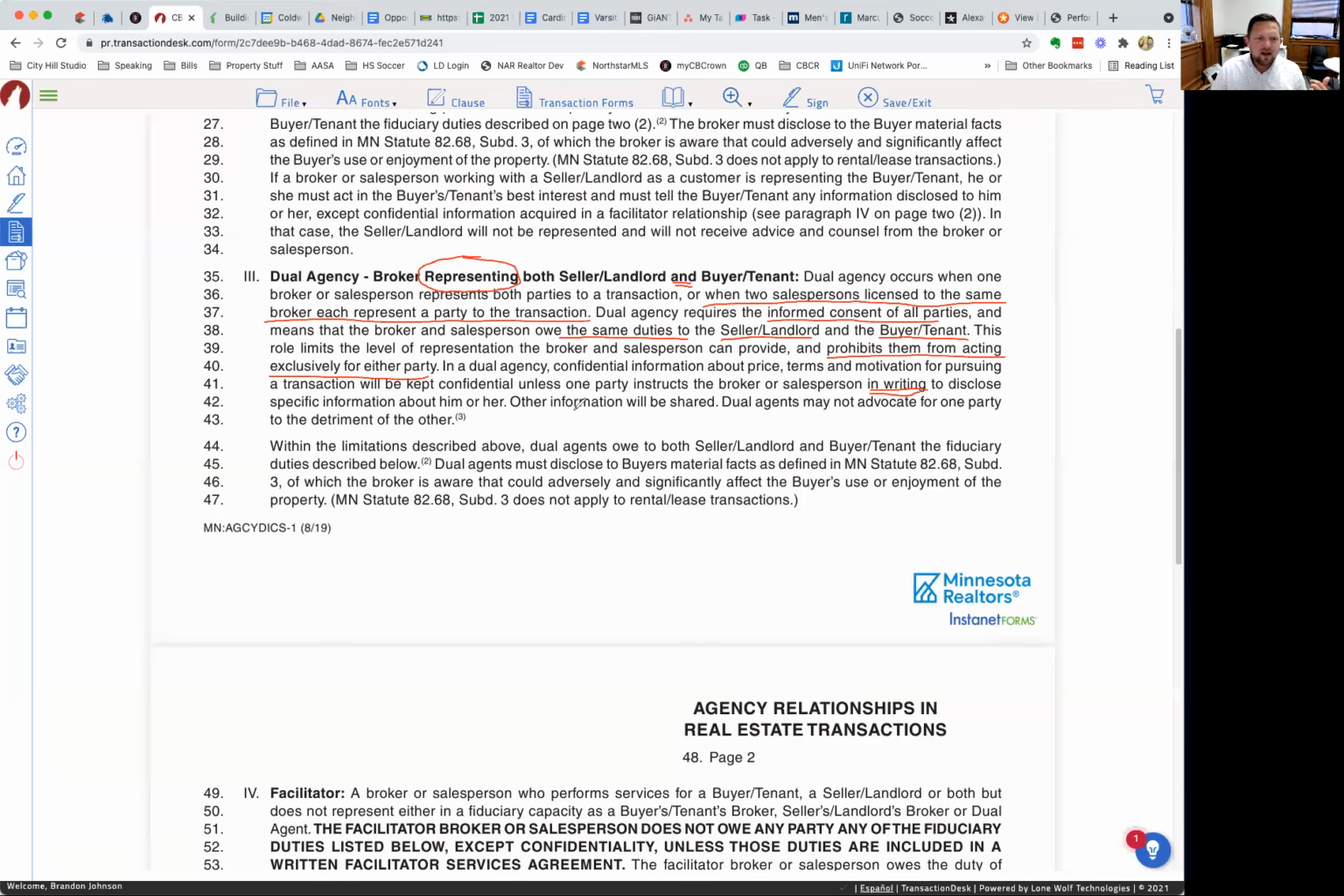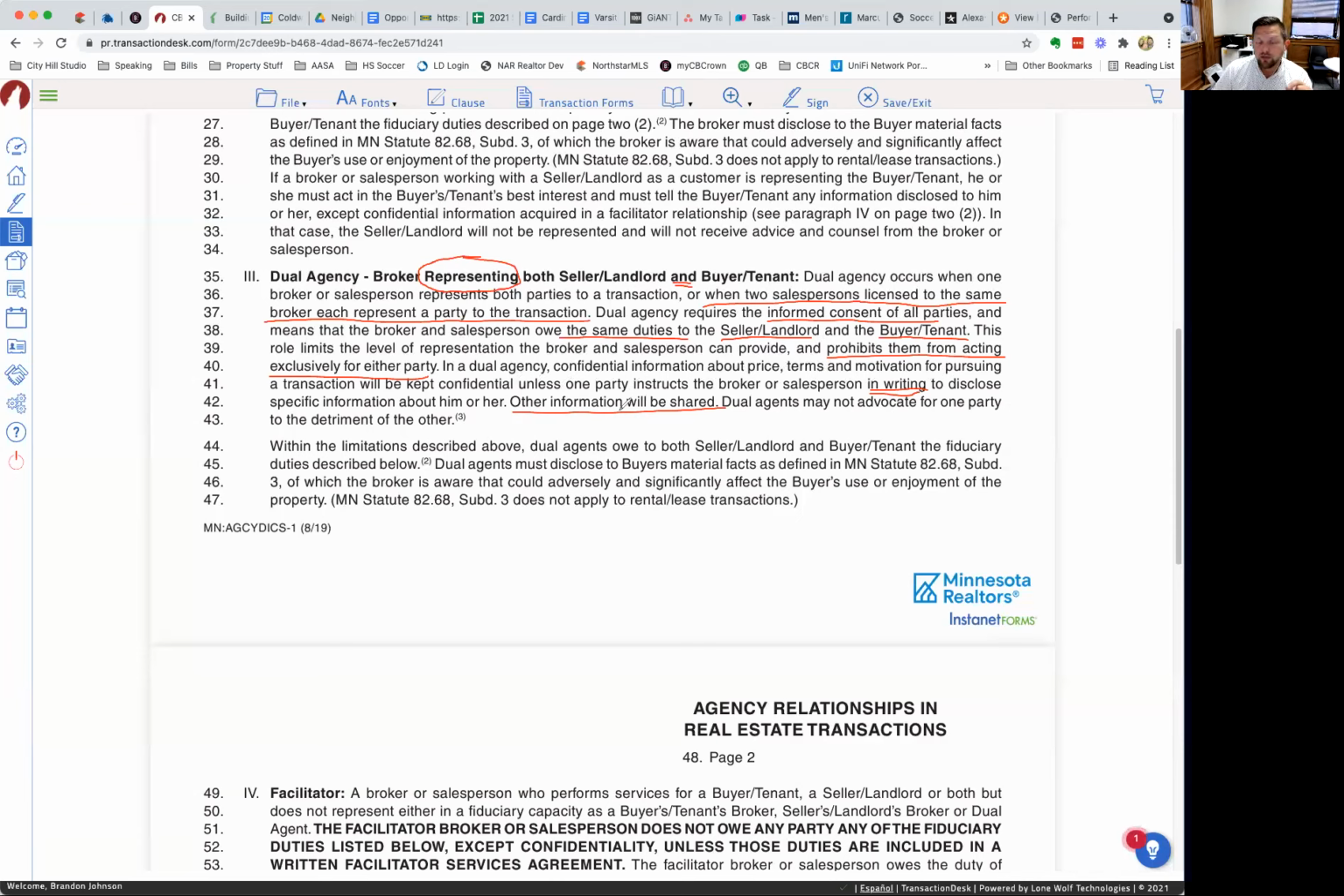All right. Line 42 again, other information will be shared. Okay. Notice that that's a standalone sentence, right? So everything will be kept confidential unless one party instructs the broker or salesperson in writing to disclose specific information about themselves. Again, this is talking specifically about price, terms, and motivation.